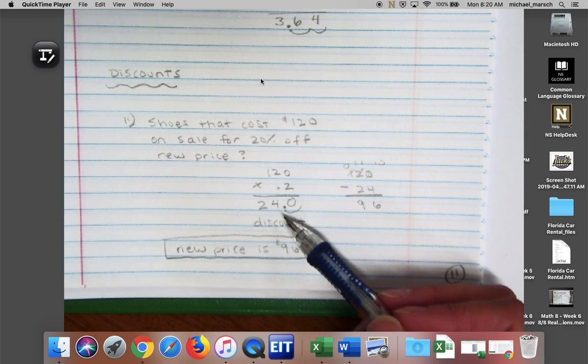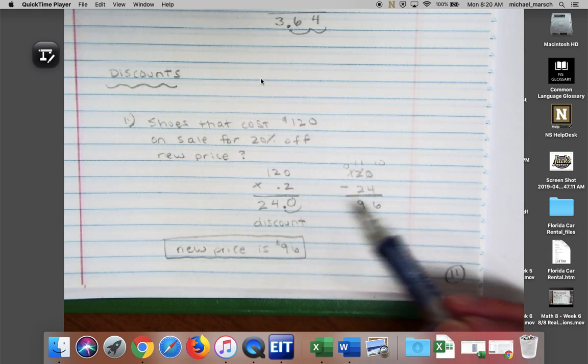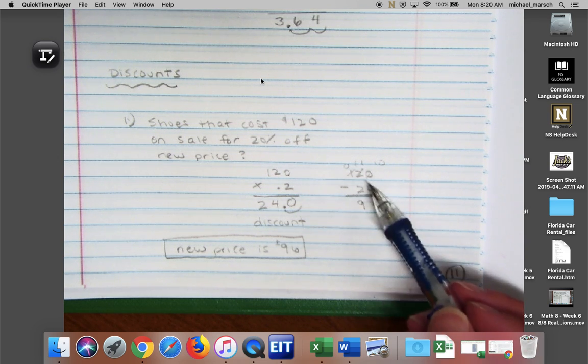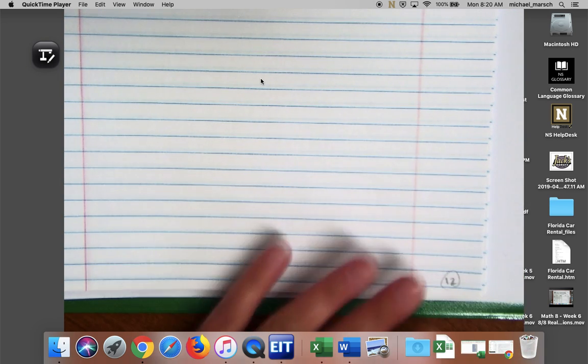Okay, so one of the biggest mistakes that 8th graders make is they stop here and they say, oh, well, the shoes are $24. Not quite. That's just how much you don't have to pay now. So you have to subtract that from the original price. All right, so let's move on to page 12 and we'll do a couple more examples of discounts.